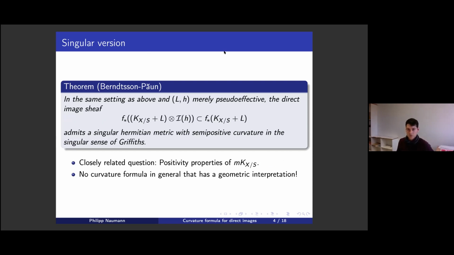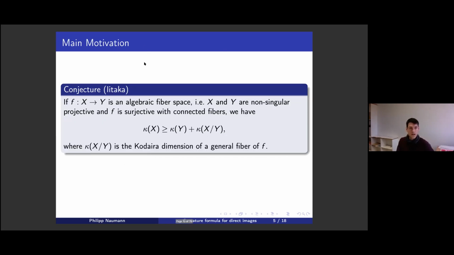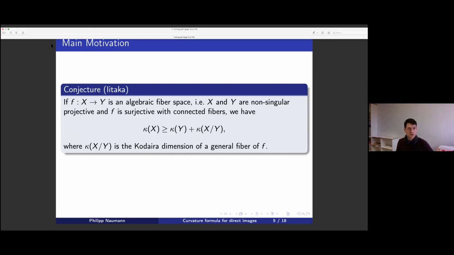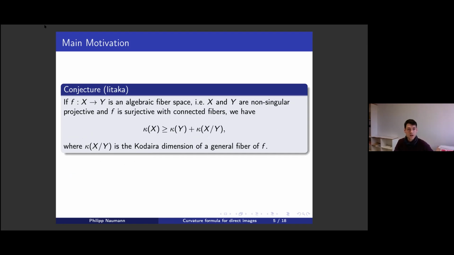So the main motivation for studying these direct images comes from the famous Iitaka conjecture in birational geometry. Here you consider a so-called algebraic fiber space. X and Y are non-singular projective, and f is only surjective with connected fibers. So you even drop the condition that f is submersive, and then you expect this inequality for the Kodaira dimensions. And kappa of X over Y is here the Kodaira dimension of a general fiber.